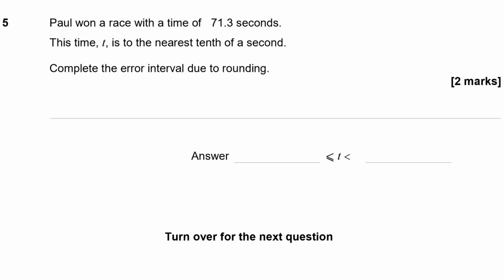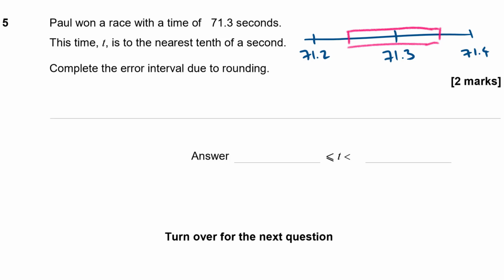Question 5. Paul won a race with a time of 71.3 seconds. This time t is to the nearest tenth of a second. Complete the error interval due to rounding. So if I've got a line and I've got 71.3, it's been rounded to the nearest tenth. So one down on the scale would be 71.2 and one up on the scale would be 71.4. The numbers that round to 71.3 will be halfway between those.